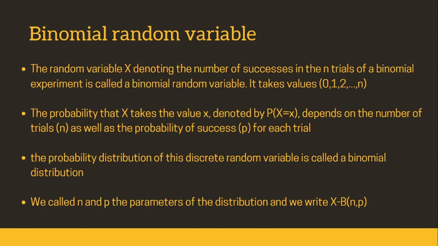And so a binomial random variable. The random variable x denoting the number of successes in the n trials of a binomial experiment is called a binomial random variable, and it can take on values from 0 all the way to n. And so the probability that x takes the value x, denoted by P(x), depends on the number of trials, as well as the probability of success. And so the probability distribution of this discrete random variable is called the binomial distribution. And we call n and p the parameters of the distribution. We can then write our binomial random variable, which in this case is x tilde B(n, p).